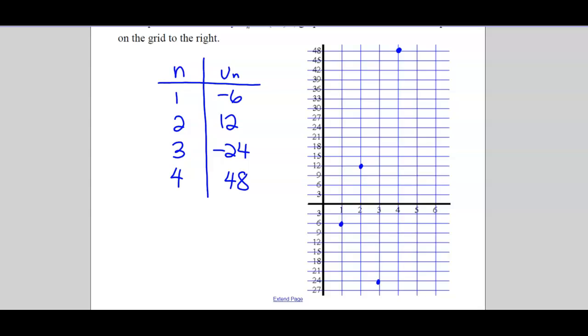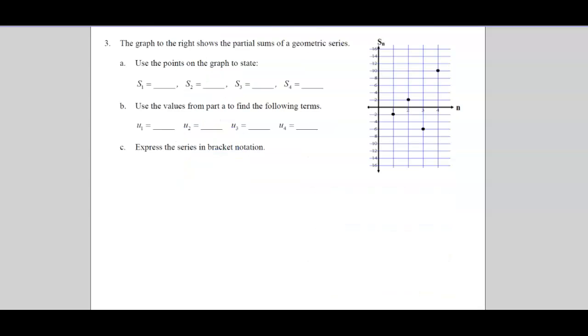Okay, so then working from a graph of a series, the partial sums. Here, horizontal is n, the vertical axis is the sum. So what's the value of S1? That would be this point here, which has a value of -2. S2 has a value of +2. S3 is -6. S4 is +10.